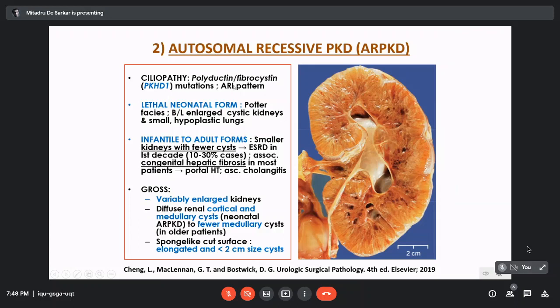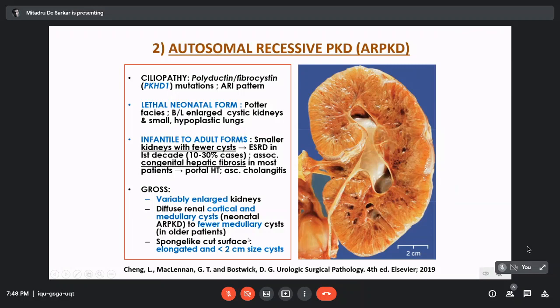There are actually three forms, most importantly two. There is one lethal neonatal form which we have all come to know during the course of our MBBS, where you get the characteristic Potter facies along with the bilateral huge enlarged cystic kidneys along with the small lungs. However, there is an infantile form, and the infantile form is the one which will cause the biggest problem, because by the time the patient presents with an infantile ARPKD, the seat of the action has actually shifted from the cortex medulla to inside the medulla.